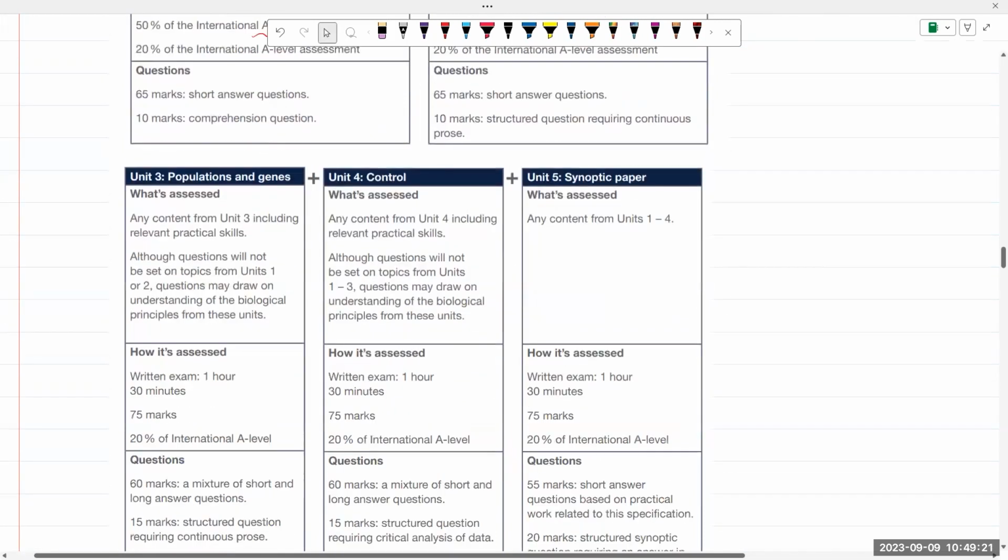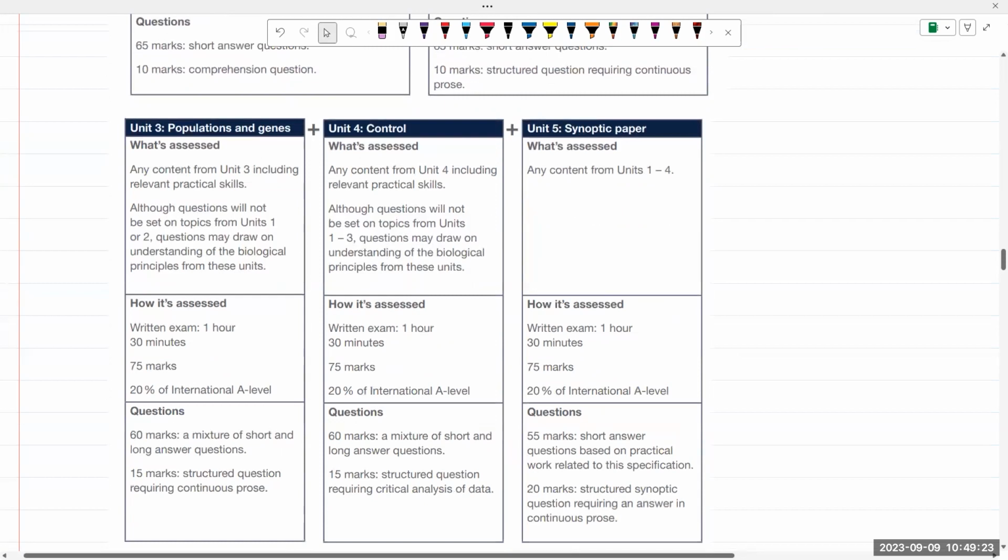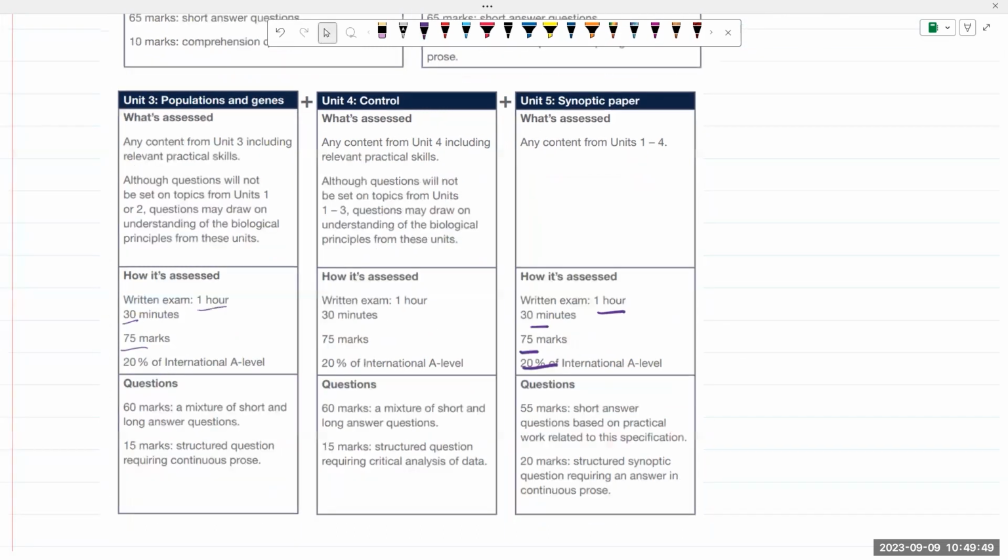I will go to unit 3 directly because here this is orientation for A2. Exam is 1 hour 30 minutes, 75 marks. This is the raw mark, which carry 20% of the international A level, because we have 5 units. The unified mark will be 100, so each one carries 25% of the total mark. The same for unit 4, the same for unit 5, okay?